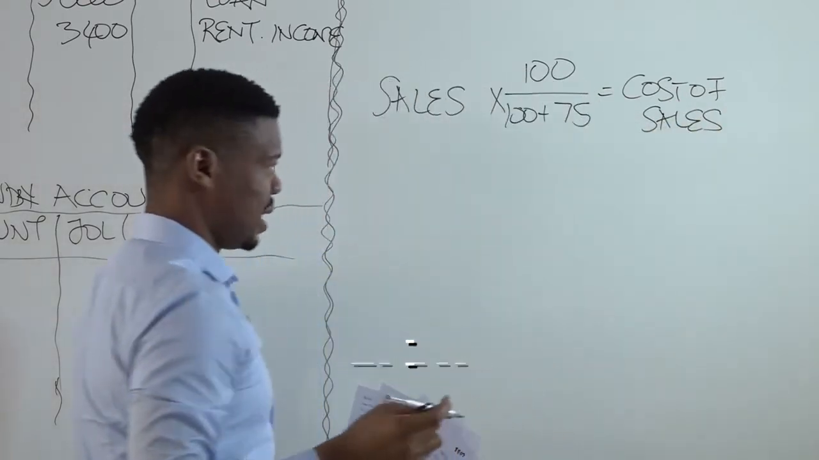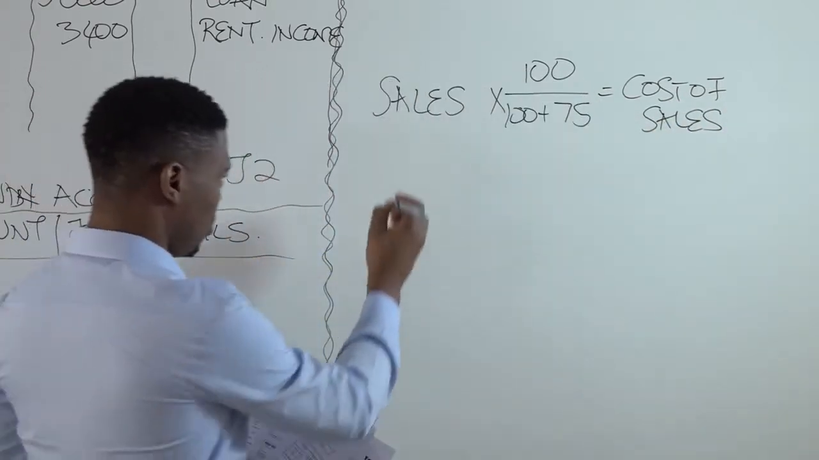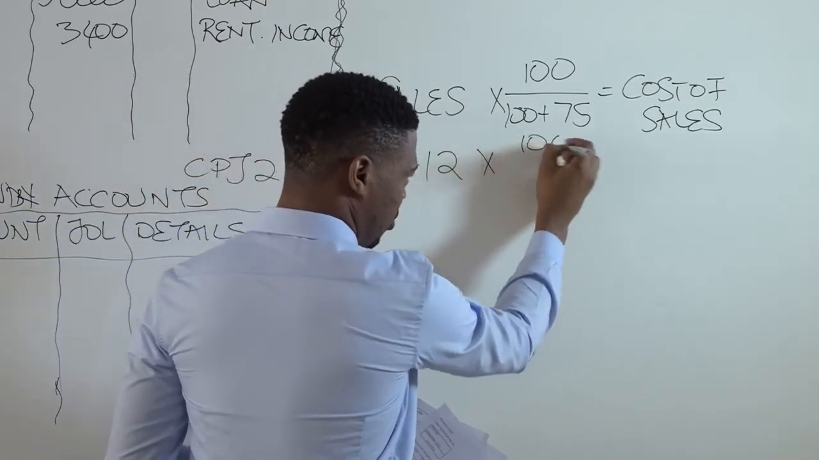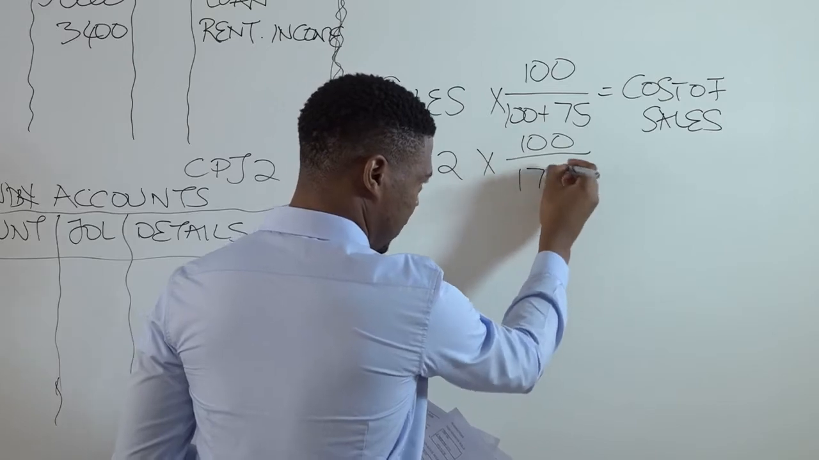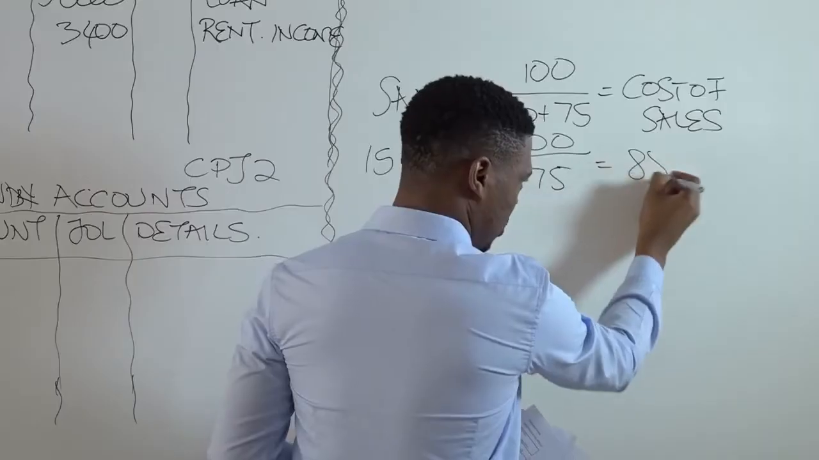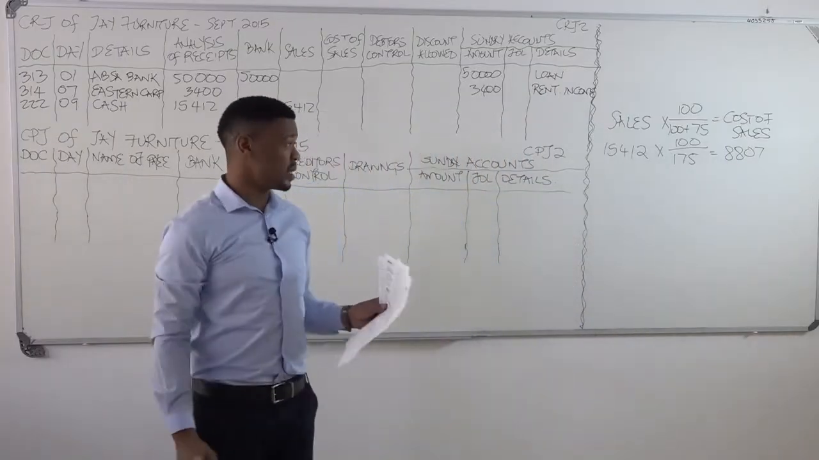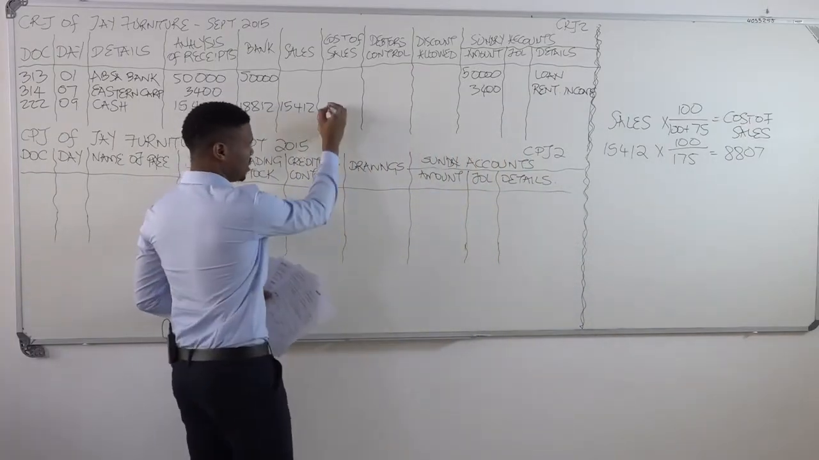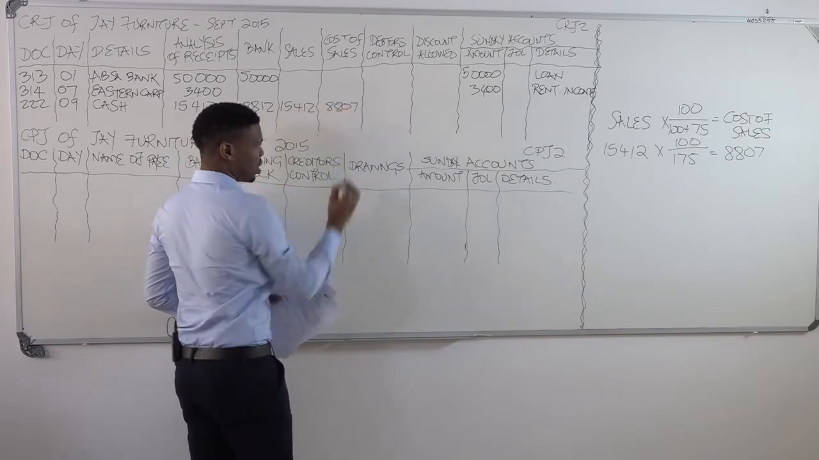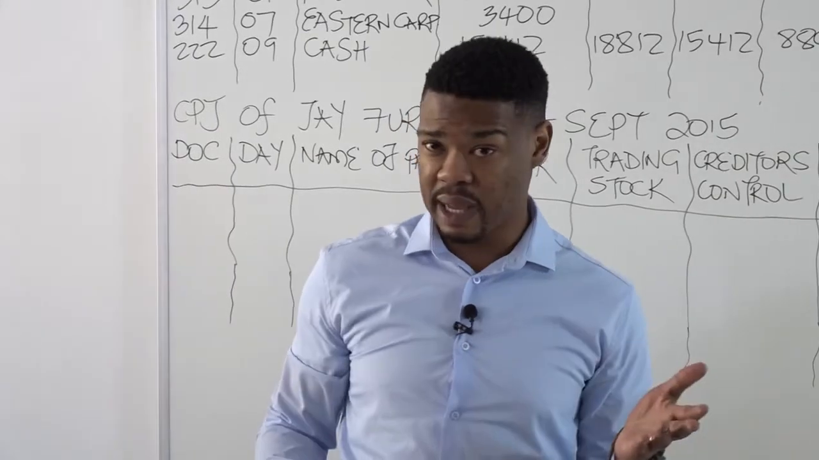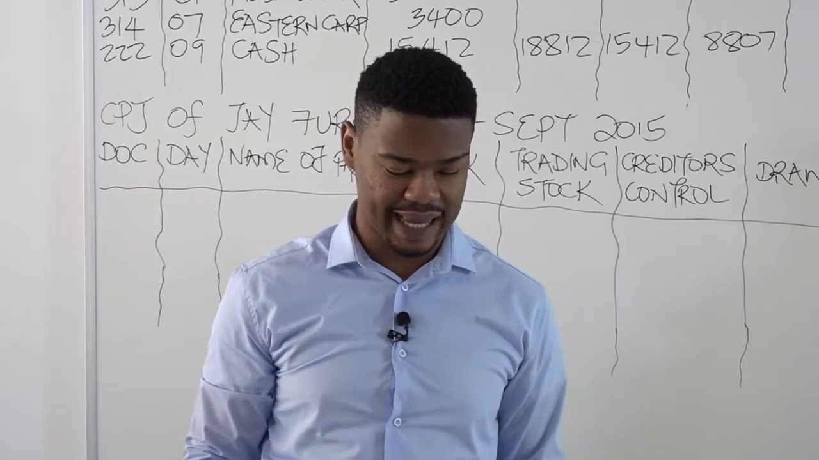For this transaction, your formula will be 15,412 times 100 divided by 175. That answer will be 8,807. We'll take that amount and then enter it as cost of sales, 8,807. And then for that transaction, we are done. So those are a few examples of how to enter transactions into the CRJ.